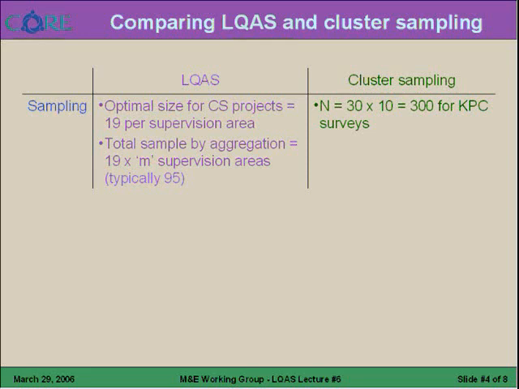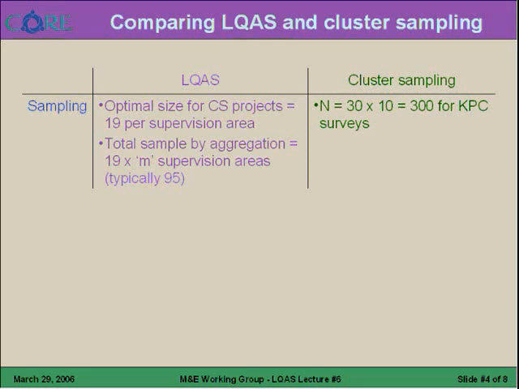Again, that's for a typical cluster sample survey for the child survival projects, knowing that there is some variation in how these are done. Now, in contrast, with lot quality assurance sampling, we randomly select all 19 respondents within each supervision area within the program area. Therefore, typically we would have 5 supervision areas, so the total sample size is 5 supervision areas times the 19 respondents per supervision area, or a typical number of respondents of 95 for the whole program area.